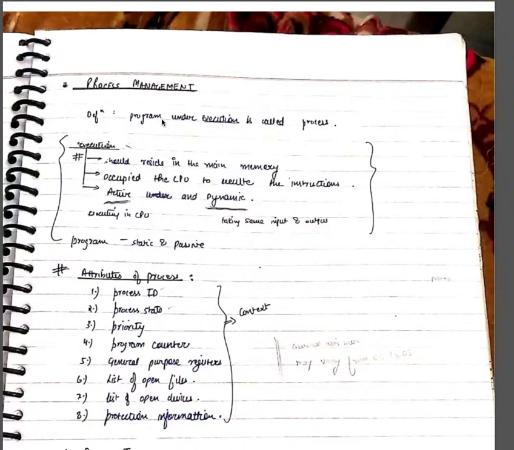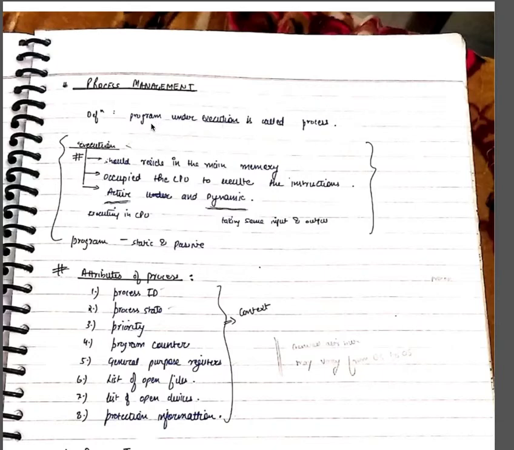So we will be moving forward with the topic process management. We'll be seeing various things like process life cycle, how a process moves from one state to another. So let's begin. Now, the definition: a program in execution is simply called a process.